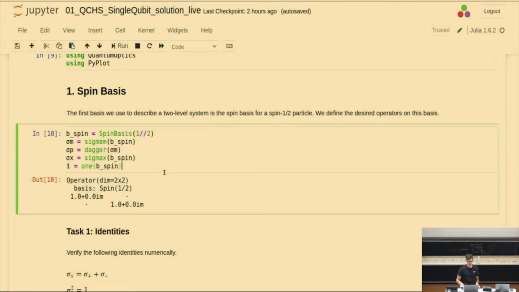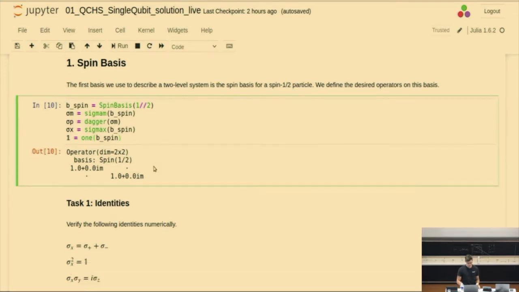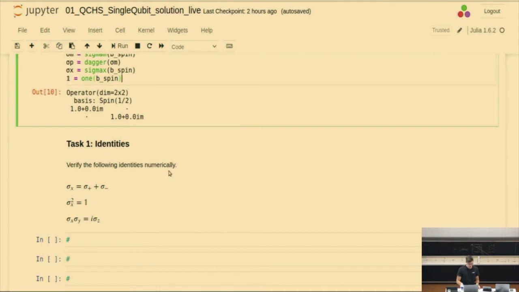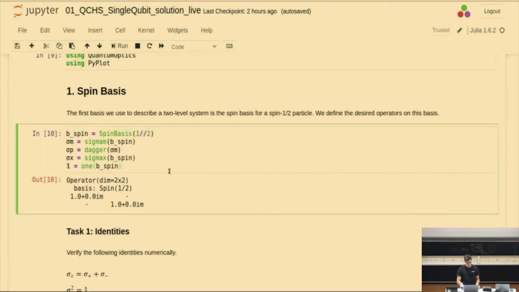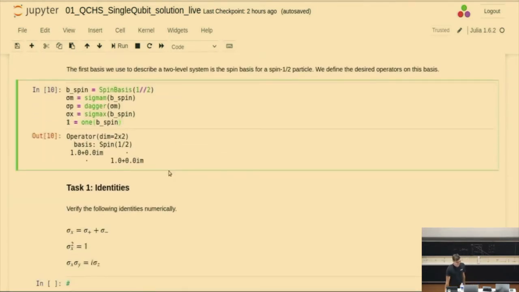Just with Shift Enter and what else? Yeah, nothing else. Okay. Then already your first task, which should be quite easy: verify these 3 relations that you see here numerically. Just implement a comparison between them. I think like in 2 or 3 minutes you might have it. If you have problems, then just tell us.